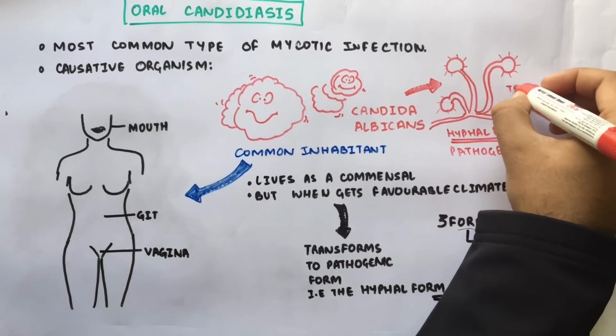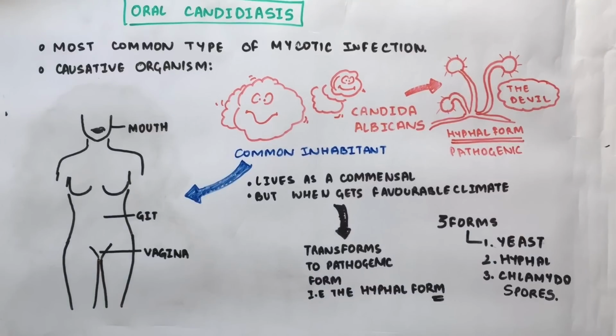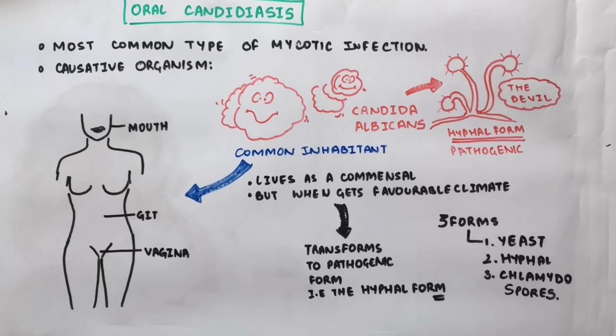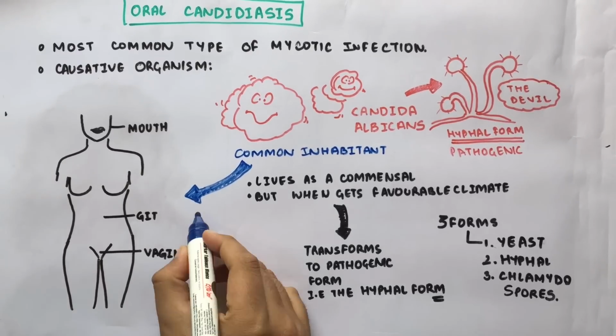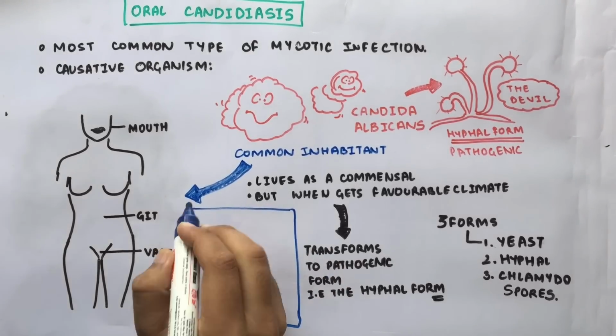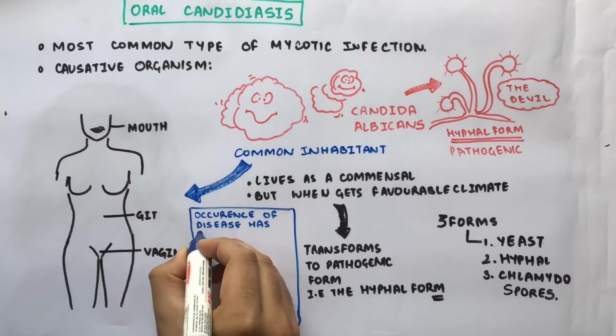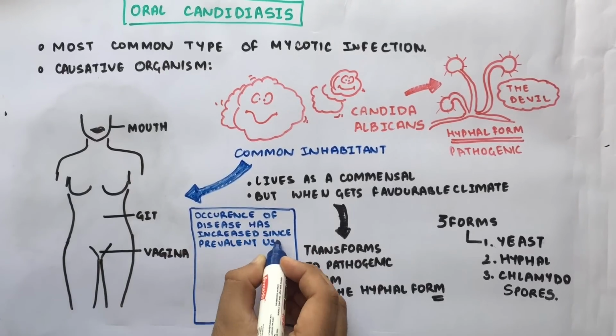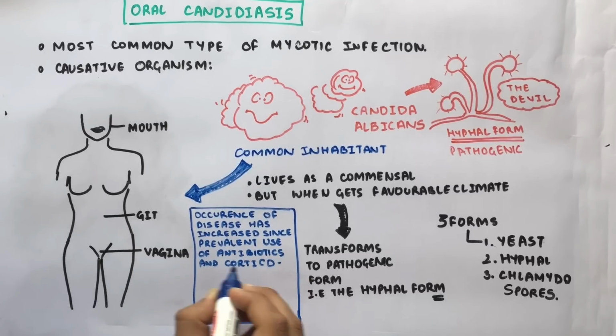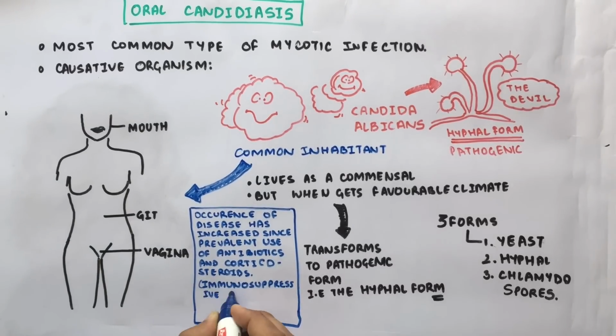There are many predisposing factors which cause the yeast form to transform into the hyphal form, which may include any acute or chronic disease like TB, diabetes mellitus, or anemia, any immunodeficient disease like AIDS, or any nutritional deficiency like iron deficiency, vitamin A deficiency, or vitamin B6 deficiency. Occurrence of the disease has increased since prevalent use of antibiotics, which destroy the normal inhibitory bacterial flora, and also the use of immunosuppressive drugs like corticosteroids and the cytotoxic drugs.